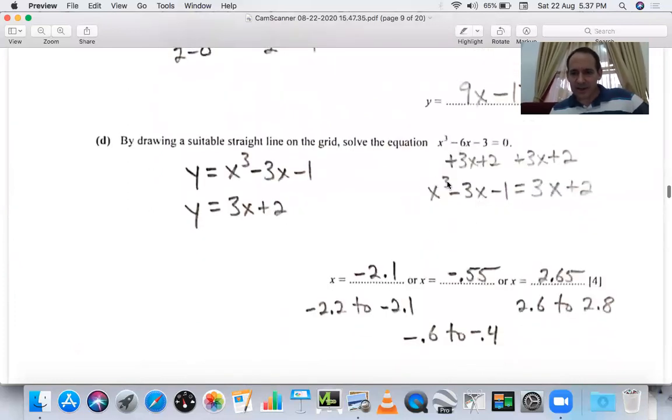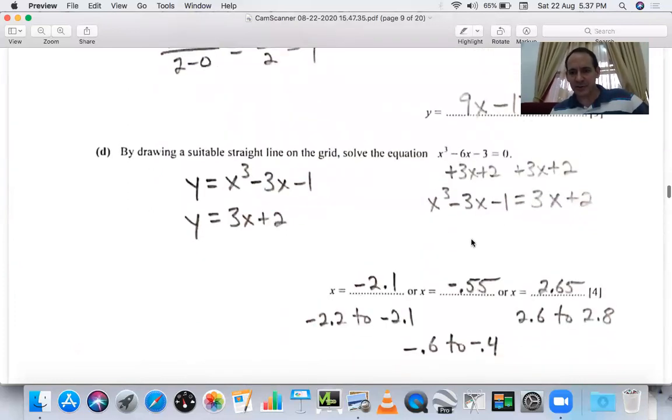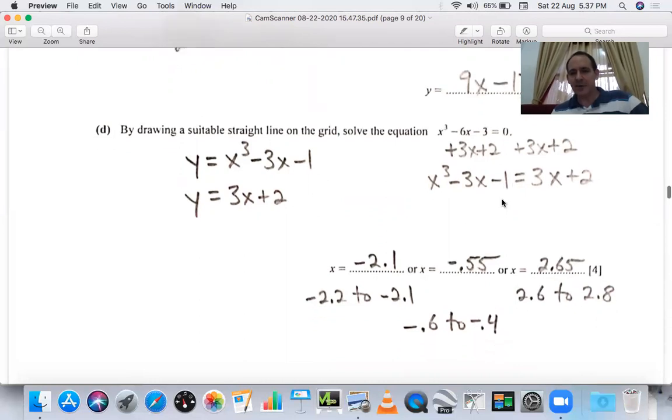So we want this x cubed minus 3x minus 1. x cubed is already the same. We want -6x to change to -3x. So we need to add 3x to both sides. We want our -3 to change to -1. So we need to add 2 to both sides. So on the left, you have your original graph. And then on the right, we have our suitable straight line in the form of y equals 3x plus 2.